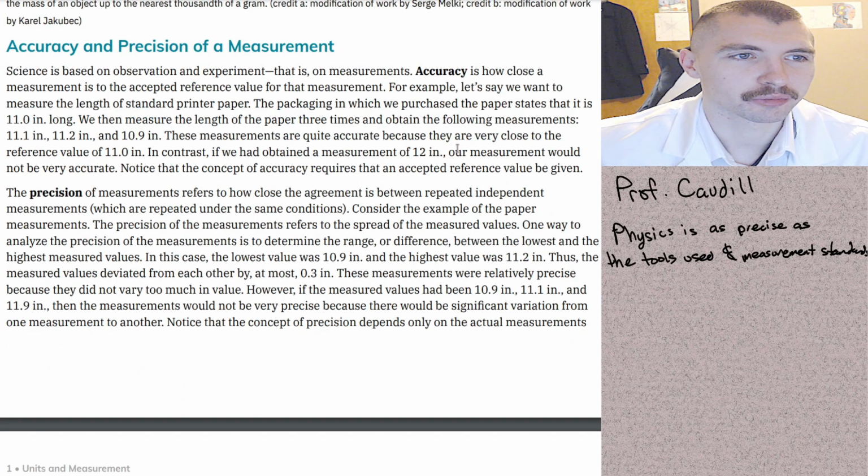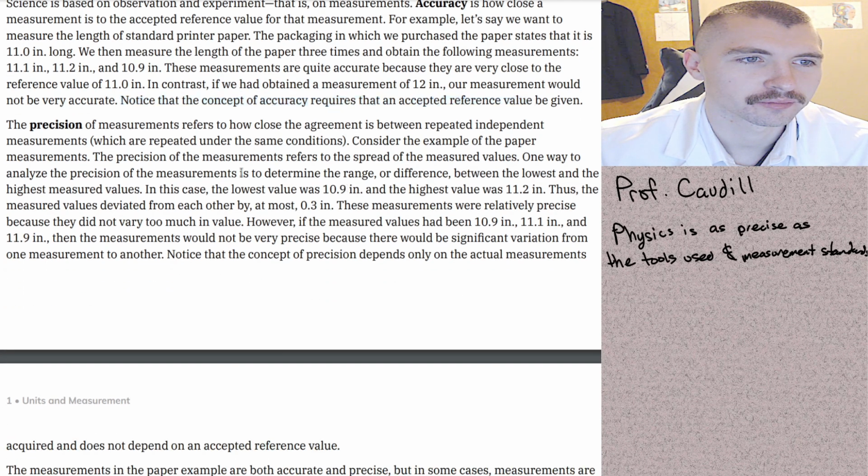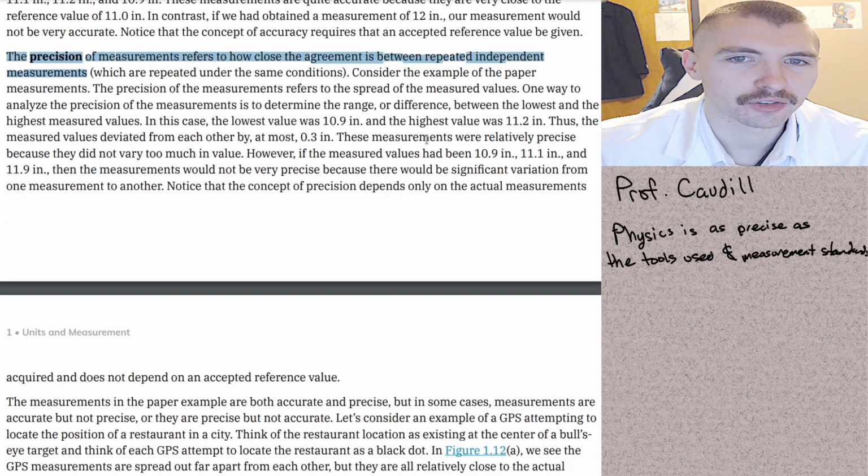Accuracy is how close a measurement is to the accepted reference value. For example, let's say we want to measure the length of standard printer paper. The package we want to purchase is 11 inches long. Then we measure the length of the paper 3 times to find the following measurements. Quite accurate because they're very close to the reference value. Otherwise, they would not be very accurate. Accuracy requires an accepted reference value. Precision is how close the measurements are to each other.